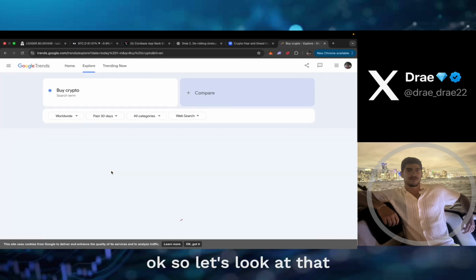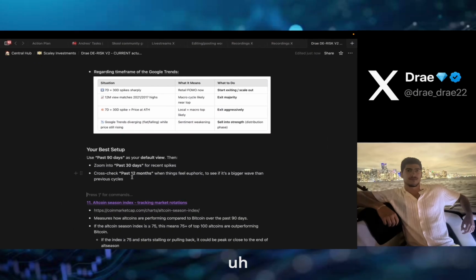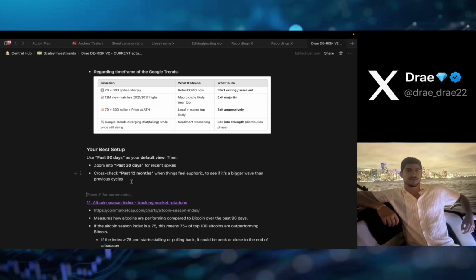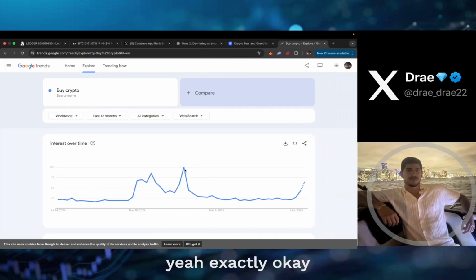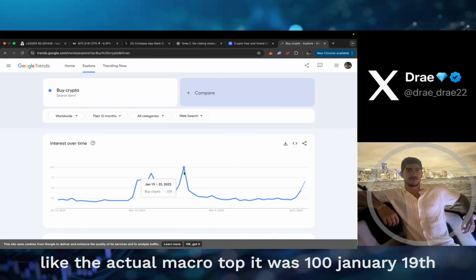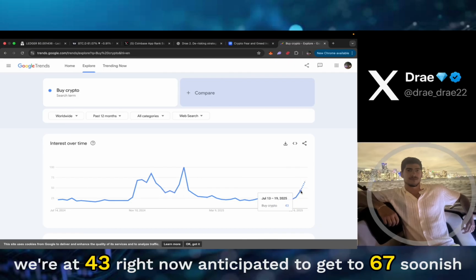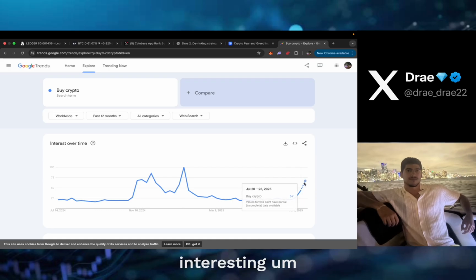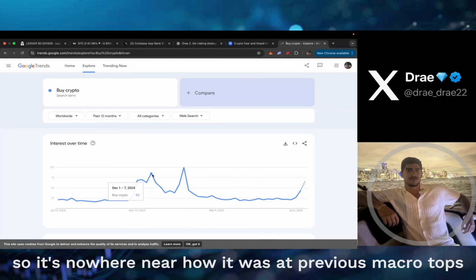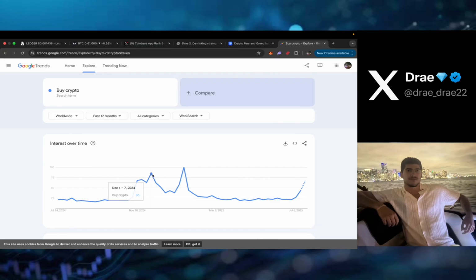Zoom into past 30 days for recent spikes. Okay, so let's look at that. They're both mooning, but relative to, yeah, exactly. Compared to, for example, when the whole Trump inauguration was happening, the actual macro top, it was 100 on January 19th. So we're nowhere near that right now. We're at 43 right now, anticipated to get to 67 soonish. Interesting. So it's nowhere near how it was at previous macro tops. You know, December 85.